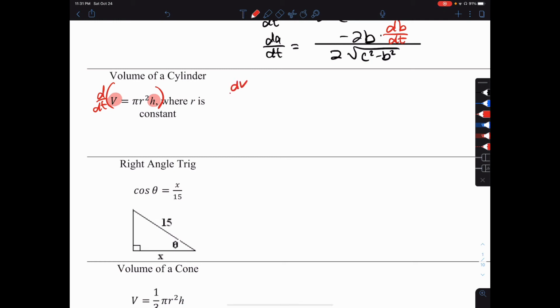Derivative of the left side is dV over dt. The right side, we treat this all as a coefficient. Derivative of h is 1, so it's pi r squared times 1. Since we took the derivative with respect to time, and h is clearly not t, we have to put on the end of this the derivative of h with respect to time.